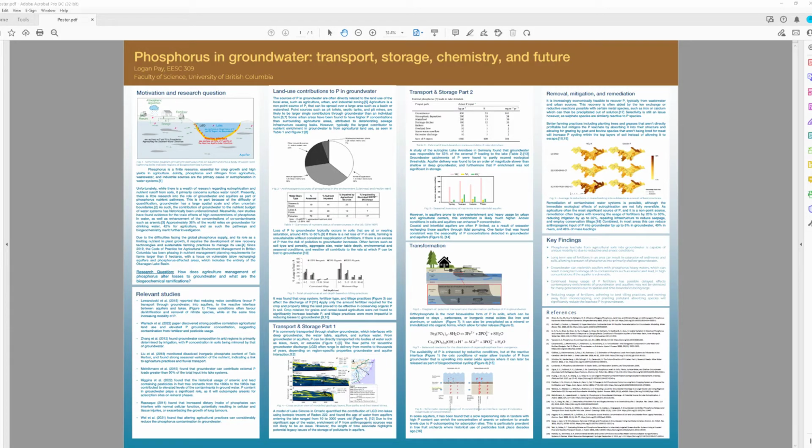Hey everybody, my name's Logan, and my term poster has to do with the cycling of phosphorus, specifically how it interacts with groundwater and with agriculture. Phosphorus is a finite resource that we only get through mining.